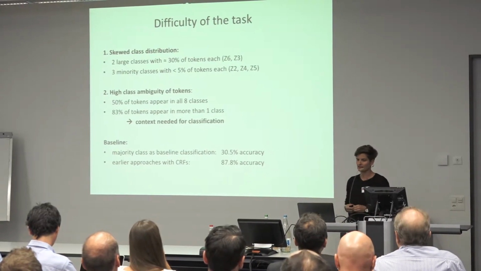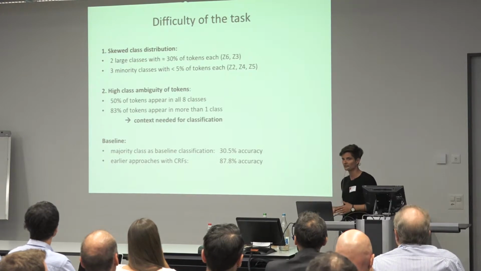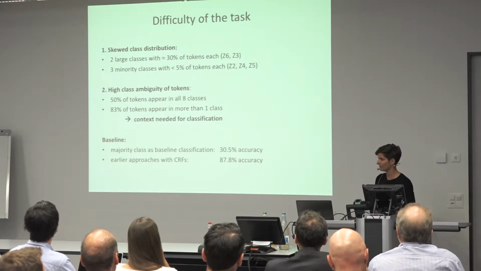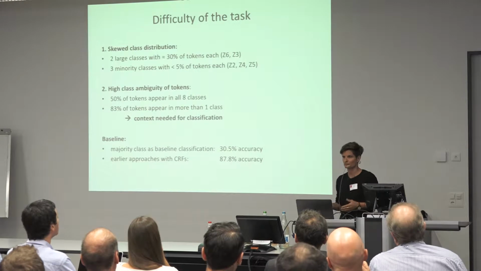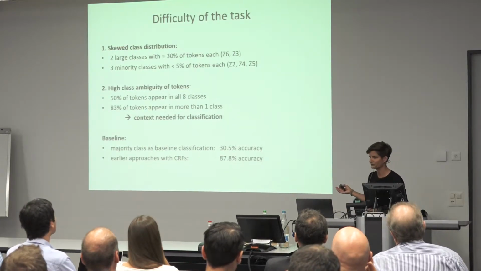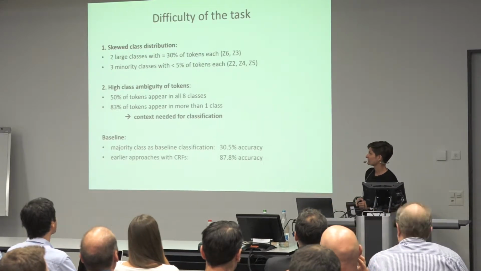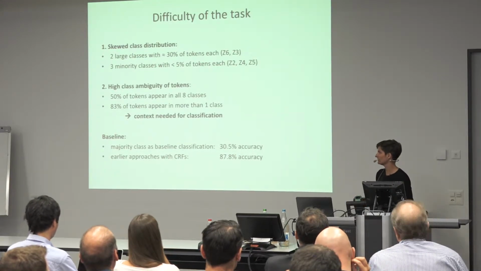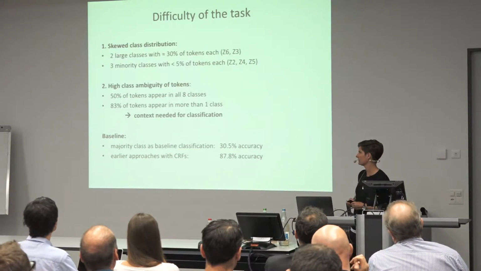Secondly, we have a high class ambiguity of the tokens. 50% of the tokens have been seen in all 8 classes. The largest part of these tokens is just function words, which usually just adopt the text zone from their neighbor tokens. But also, the largest part of the other tokens have been seen in more than one class. So this implies that our classification cannot rely on token information only. Instead, we need context for the classification.